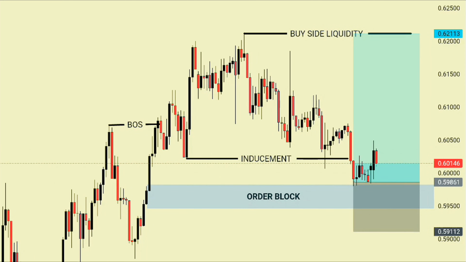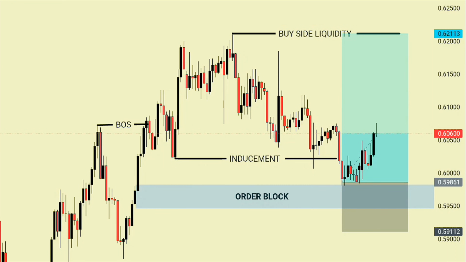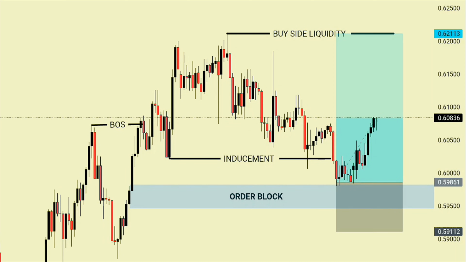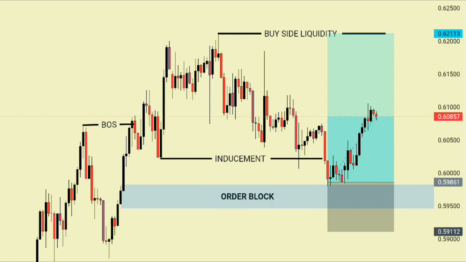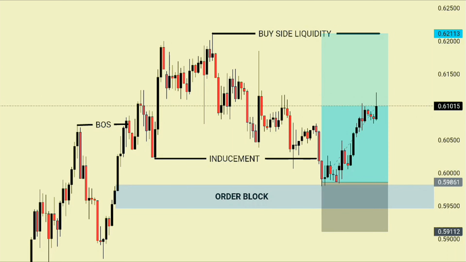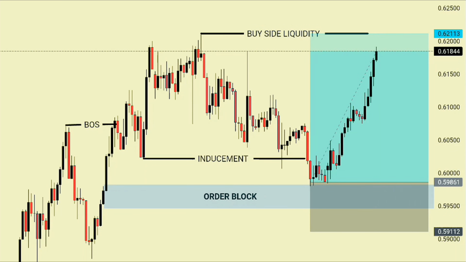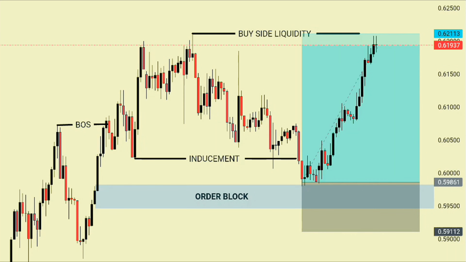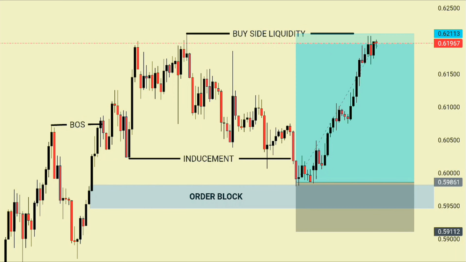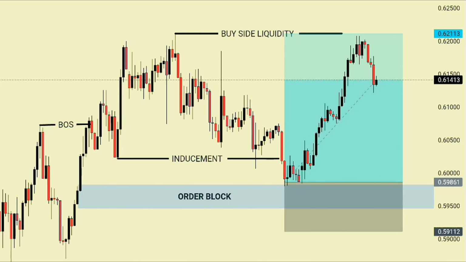As you can see, price moves aggressively from the order block, climbs upward through the entire bullish leg, and finally reaches and sweeps the buy-side liquidity. This completes the smart money concept pattern perfectly. From break of structure to order block to inducement, and finally to liquidity collection. This entire sequence is a perfect demonstration of how smart money moves the market.